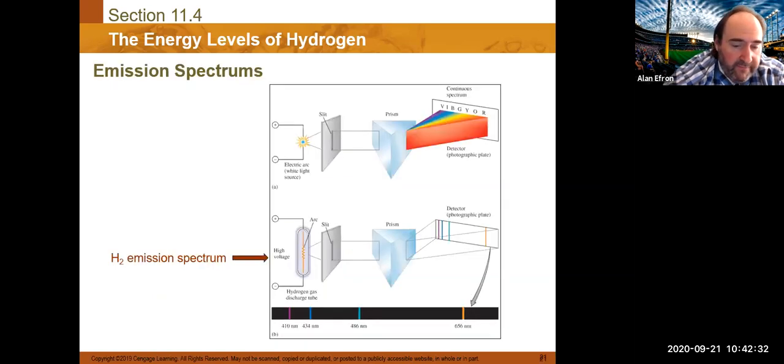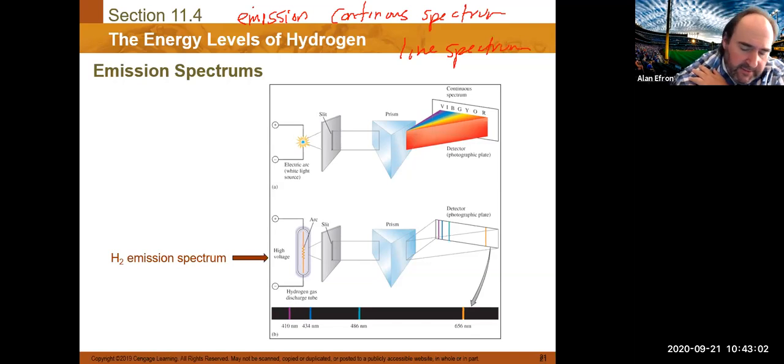Now, what I mentioned before is that atoms are typically a little bit different than, say, metals and things of that nature, or the sun. There are two types of emission spectrums that we see. One is a continuous spectrum, and one is a line spectrum.